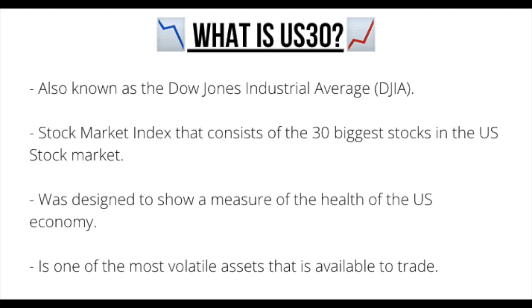So, what exactly is US30? It's also commonly referred to as the Dow Jones Industrial Average, or the Dow for short. What it basically is, is a stock market index made up of the 30 largest stocks trading in the New York Stock Exchange and the Nasdaq, so the US stock markets. It was initially designed to serve as an indicator of how healthy the wider US economy is.